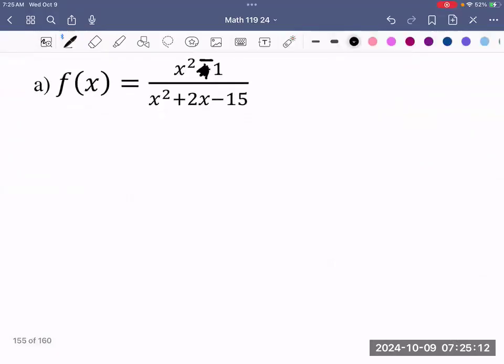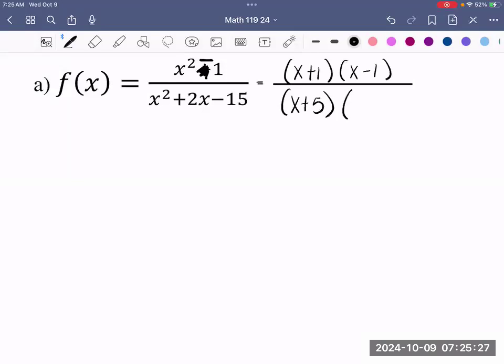So you have x squared minus 1 over x squared plus 2x minus 15. So let's go ahead and factor everything to get started. We have x plus 1 and x minus 1 on top, x plus 5 and x minus 3 on the bottom. So right off the bat, do we have a hole? We have no hole, nothing has canceled. So we will not have an actual hole in your graph.